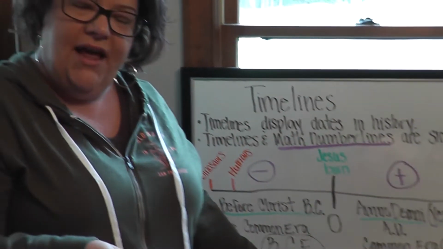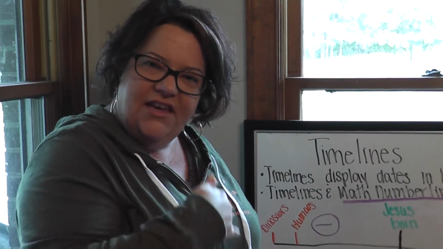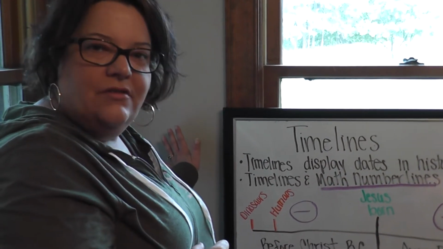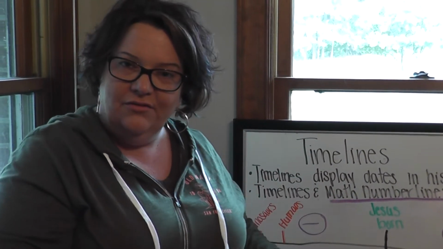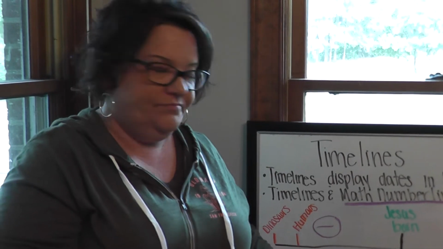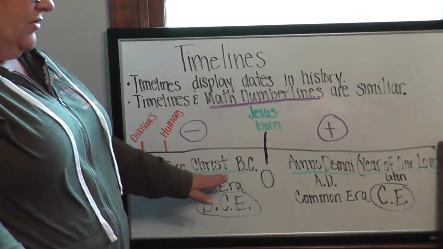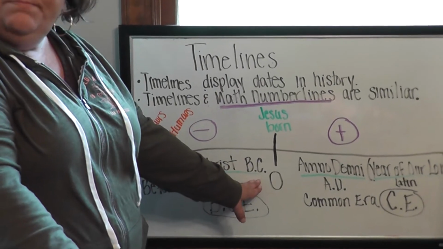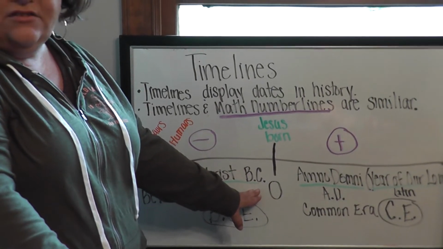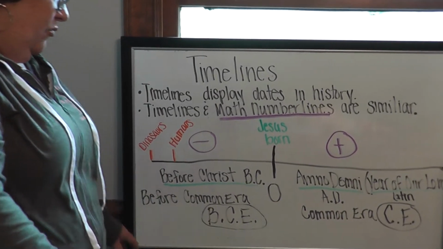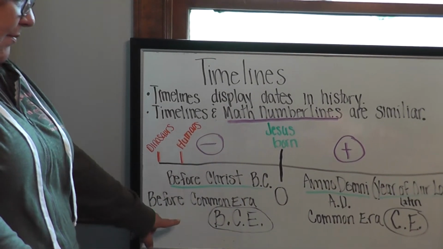If you think of a math number line, think of the negative numbers that are on the left side of 0 or below 0 on a number line. So we might have heard, or we'll see some people use BC, but the correct terminology is BCE, which means before Common Era.